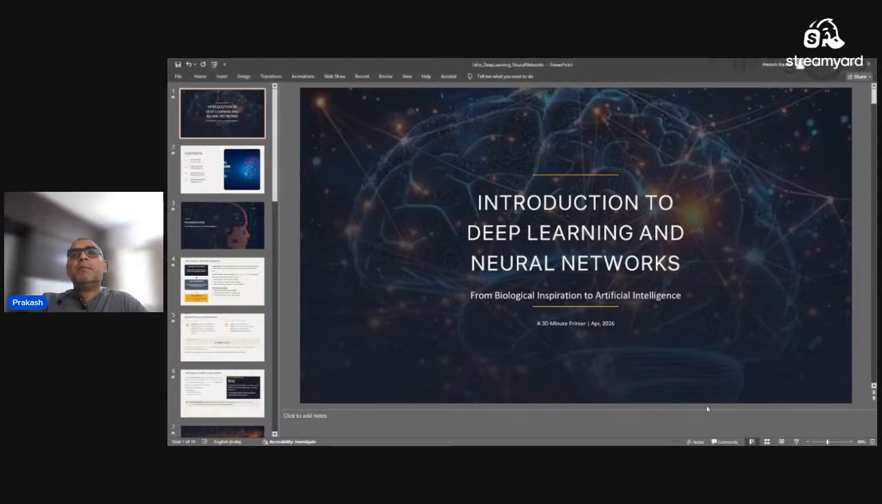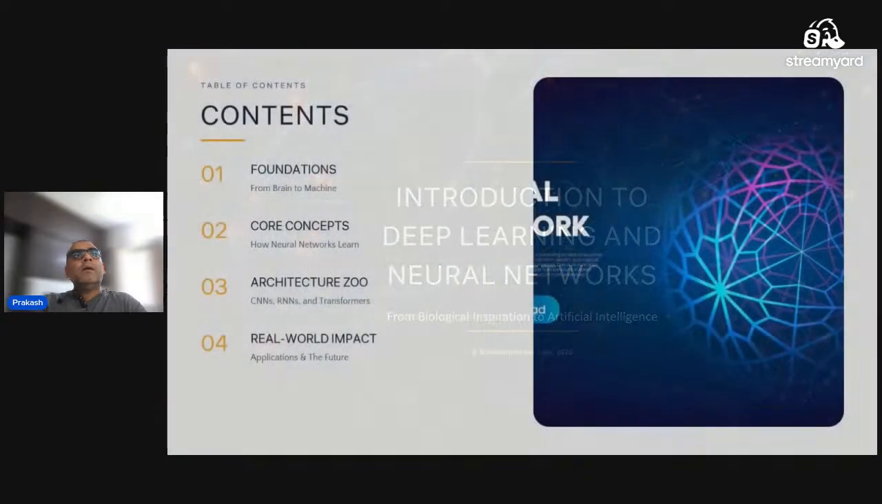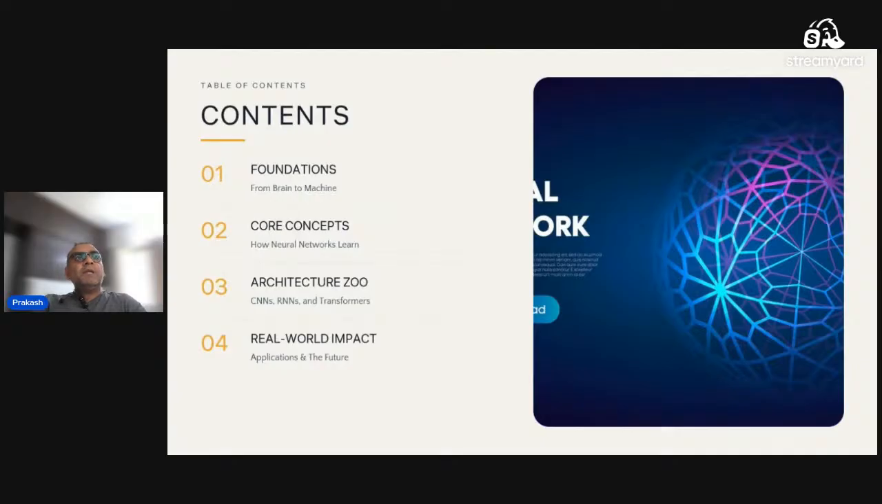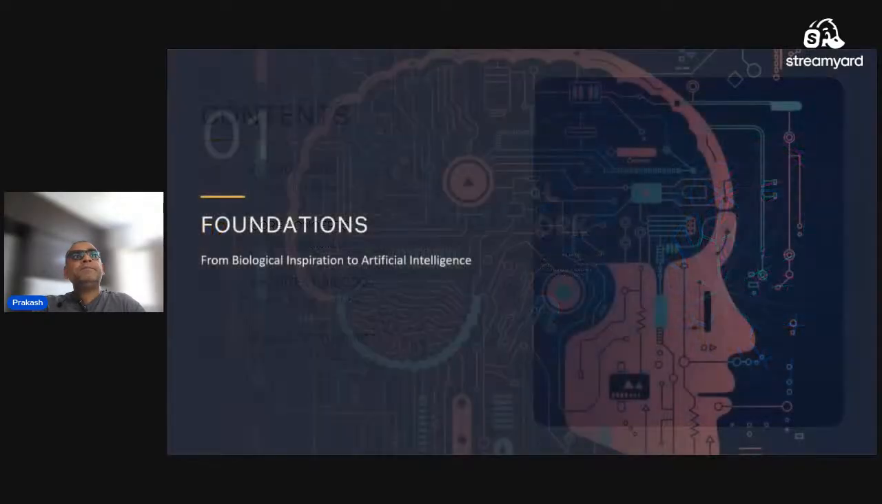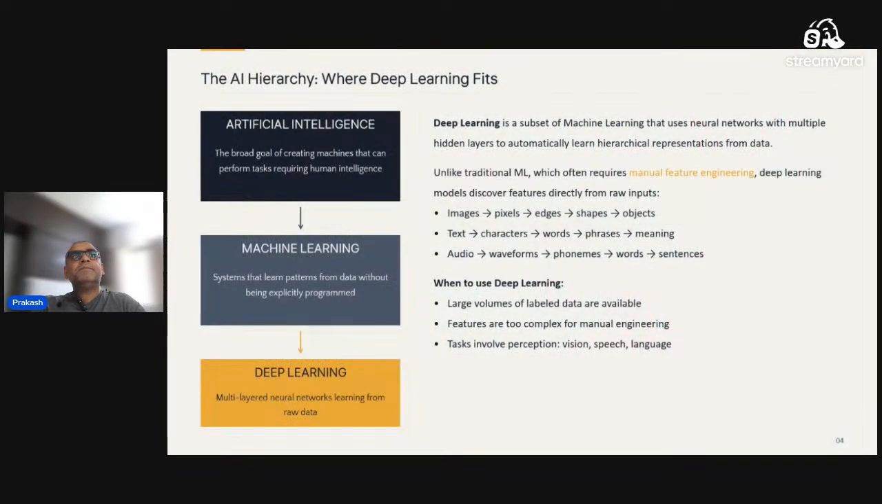Today we are talking about the next part of machine learning, and it is about deep learning. So let's get started. Okay, so we'll be covering foundations, some of the core concepts about deep learning and neural networks and architecture, and of course some real-world impact as well. So let's understand from where this neural network came into the picture.